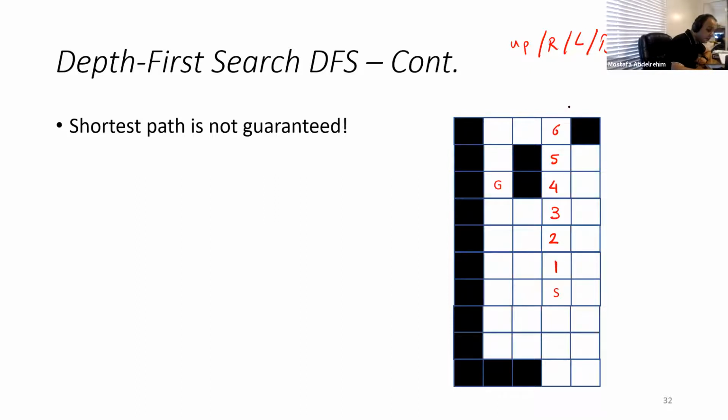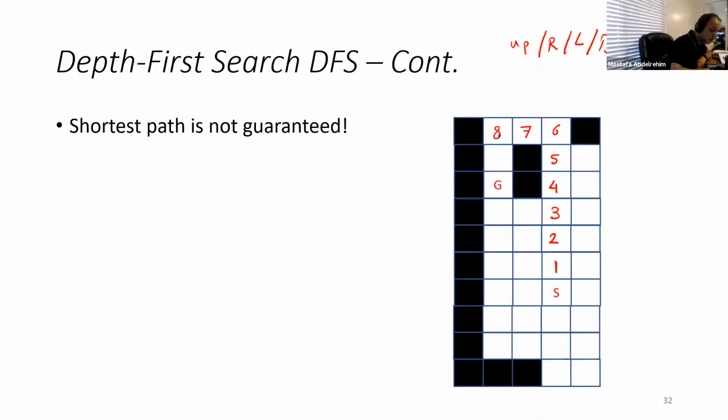And here, there is no up because it's outside the map, beyond the map. There is no right because this is an obstacle. But we have left, so we go to 7. In 7, we can't go up. It's outside the map. We can't go right because this is already explored. But we can go left. So this is 8.